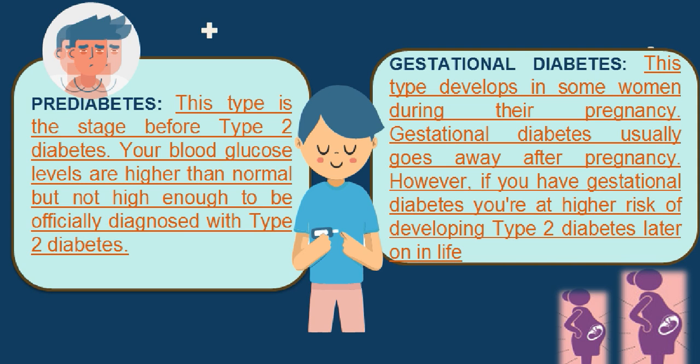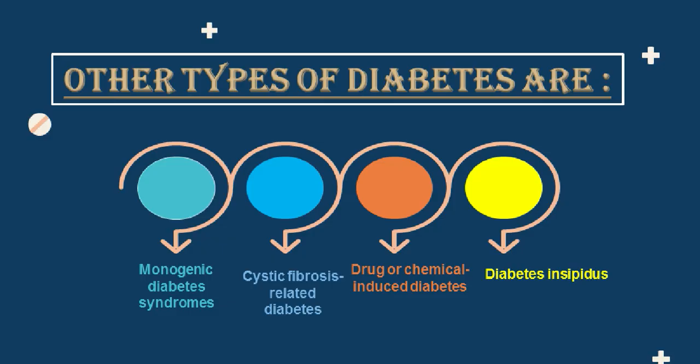In gestational diabetes, women suffer usually during their pregnancy. It usually vanishes after pregnancy or having a baby. Gestational diabetes can be easily controlled by taking less glucose and sugar during pregnancy. It is a usual state nowadays. If you have gestational diabetes, you're at higher risk of developing type 2 diabetes later on in life.